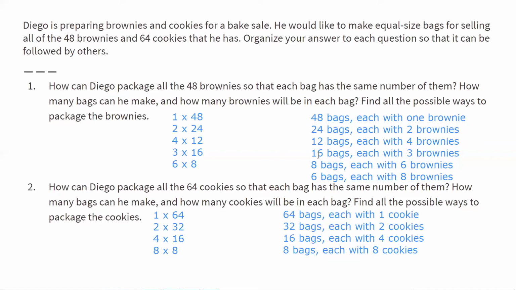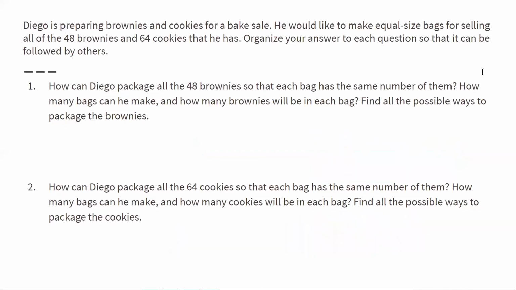So this right here is a real world example of when you would actually use greatest common factor and why it's important. And again, this is one way of finding greatest common factor. List the factors of each number. We could have also gotten this answer by doing our upside down cake method, and we'll do that on the next slide.